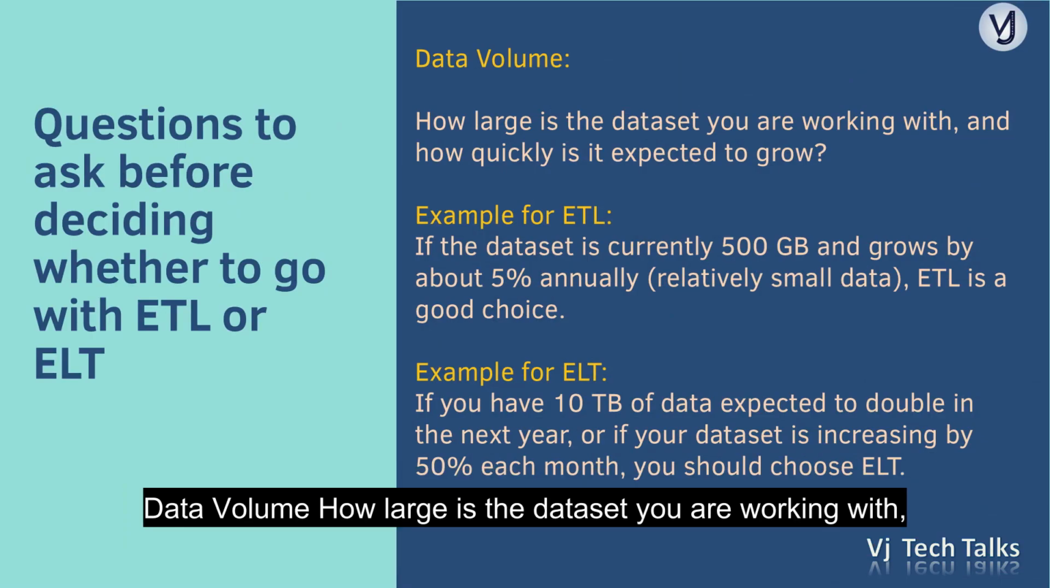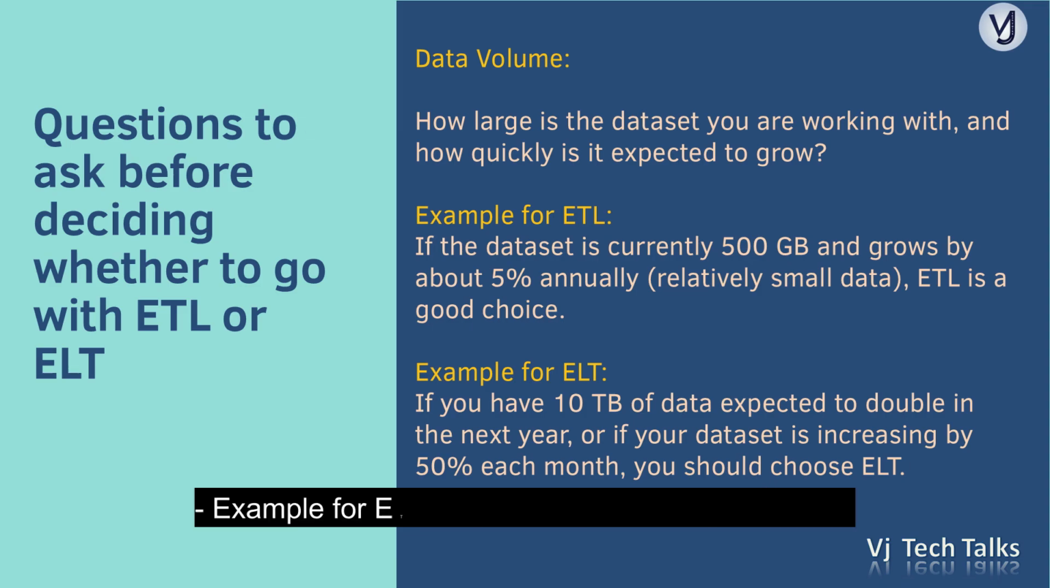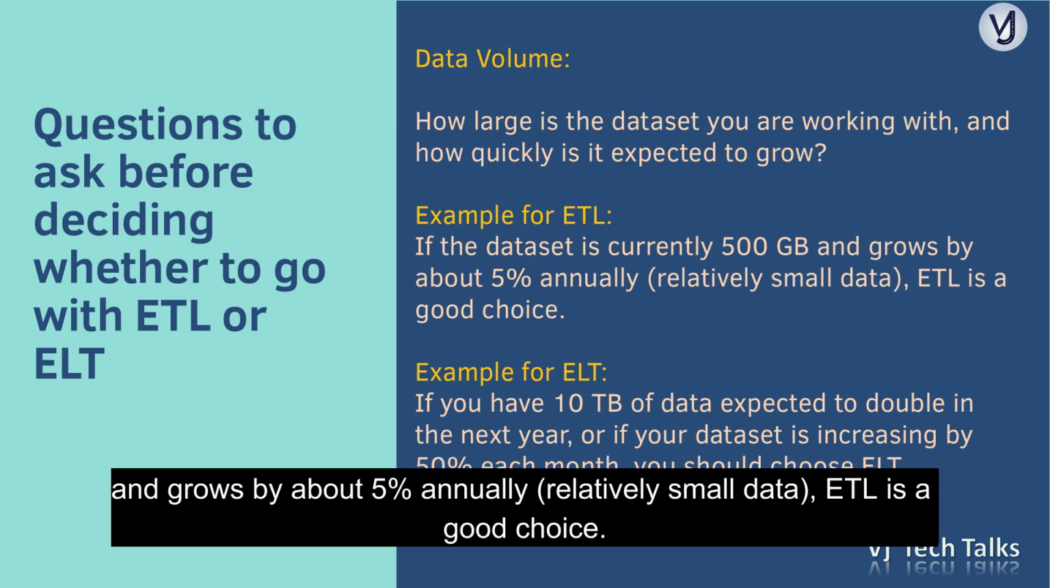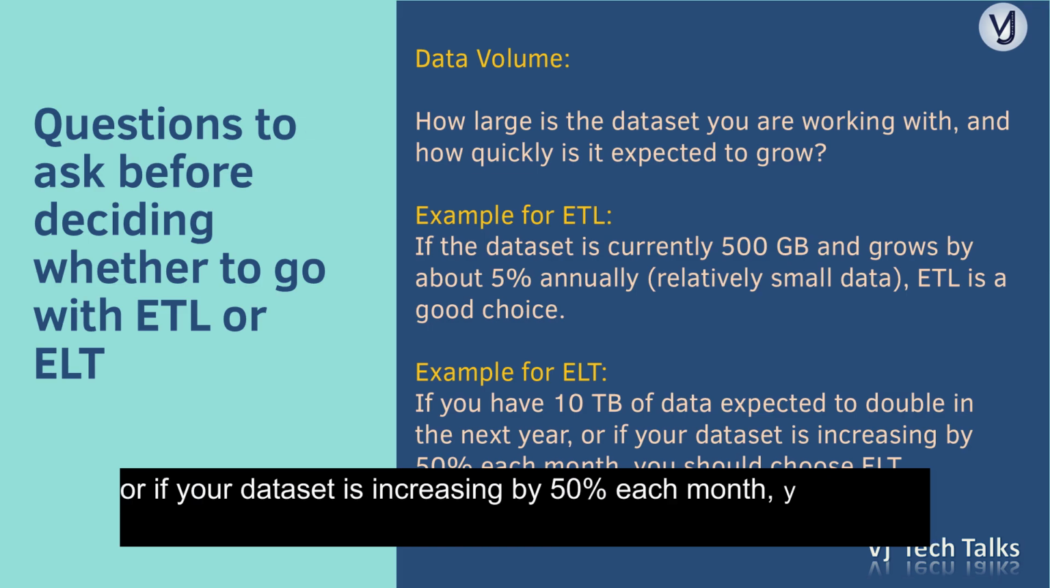How large is the data set you are working with, and how quickly is it expected to grow? Example for ETL. If the data set is currently 500 GB and grows by about 5% annually, relatively small data, ETL is a good choice. Example for ELT. If you have 10 TB of data expected to double in the next year, or if your data set is increasing by 50% each month, you should choose ELT.